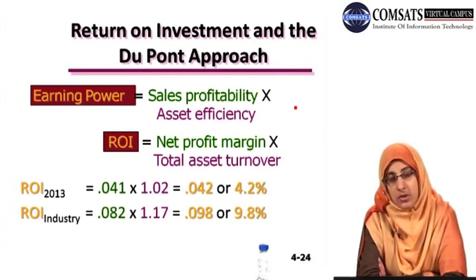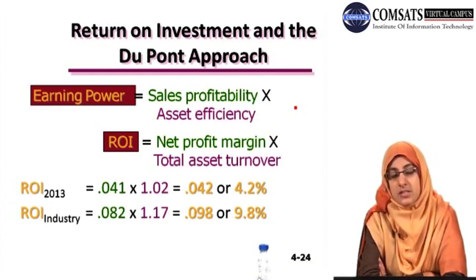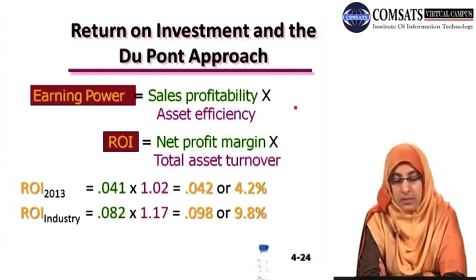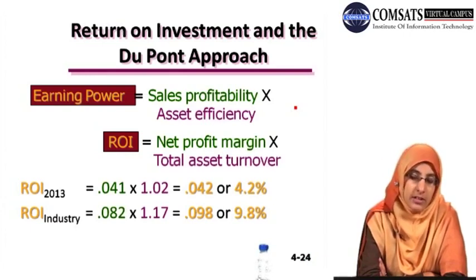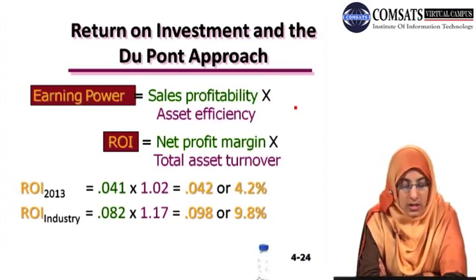Well, DuPont analysis, when we talk about the return on investment, that means it is talking about your profits and earnings. So if you look at the formula, earning power is equal to sales profitability times asset efficiency. So earning power, we find out this earning power as return on investment, which equals net profit margin times total asset turnover. For sales profitability, we look at net profit margin. For asset efficiency, we look at total asset turnover.